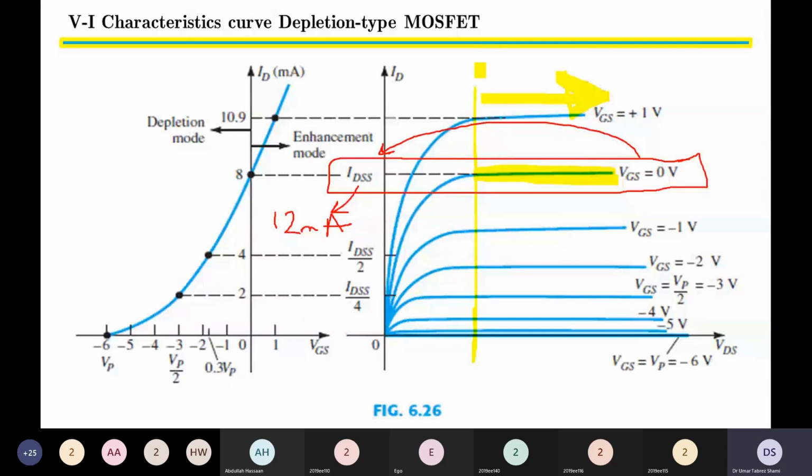Before this vertical line, the current is changing for the same value of VGS. However, in the statement, we want to find the VDD that will correspond to a constant current flowing from drain to source. So that is we want a voltage beyond this point.